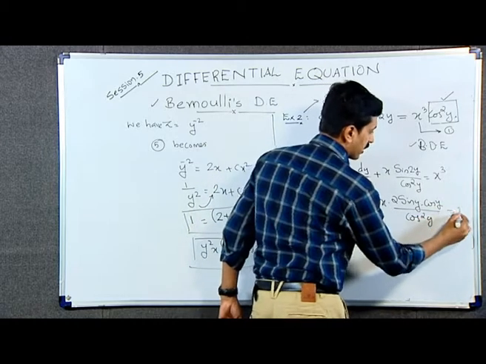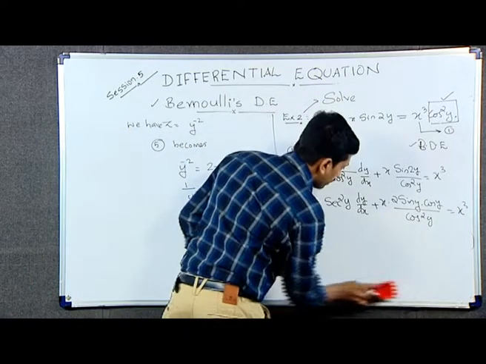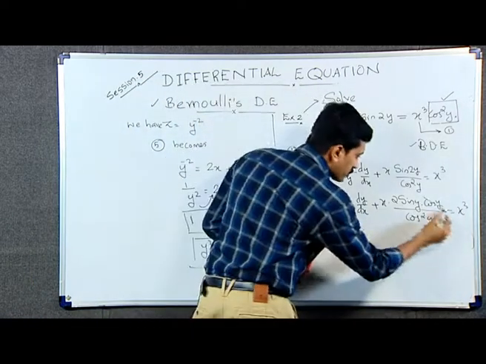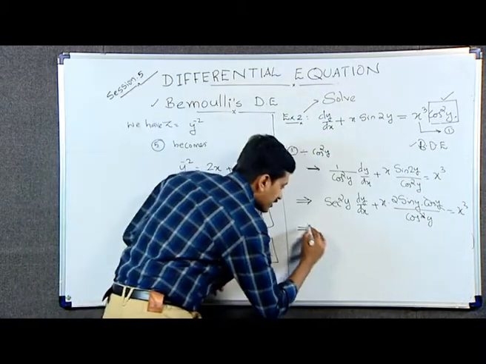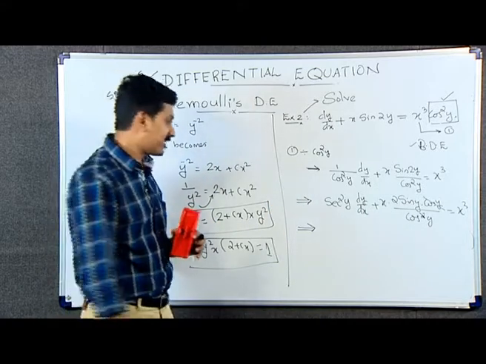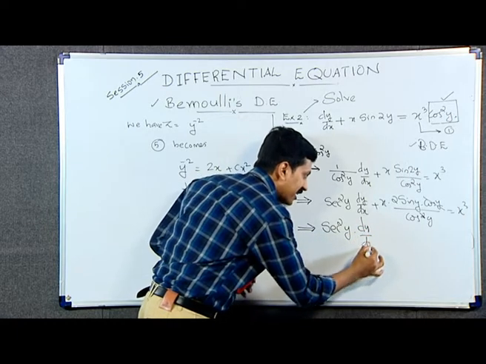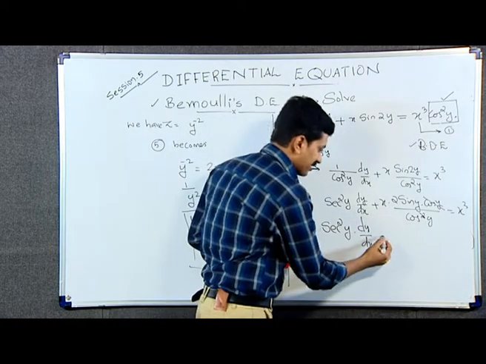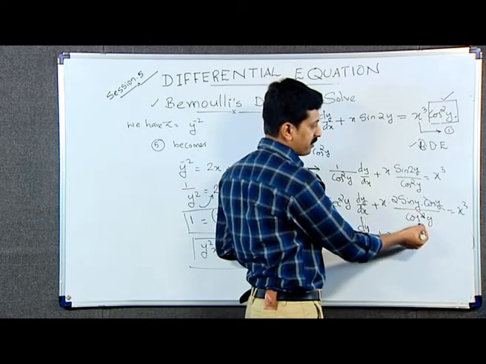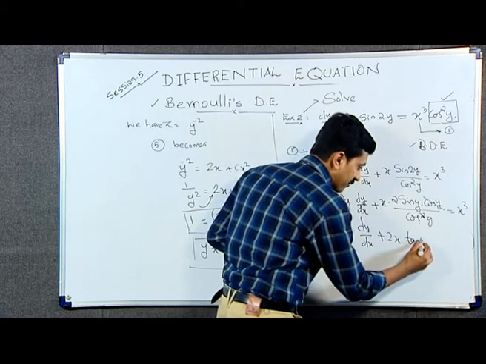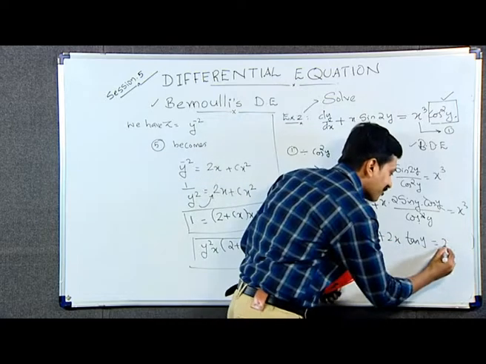x cube will stay there as it is. Here we have one cos y that we can remove from the denominator. So we can change the differential equation again to sec square y dy by dx plus 2x into, here remains only sin y divided by cos y, that is tan y, equal to x cube.